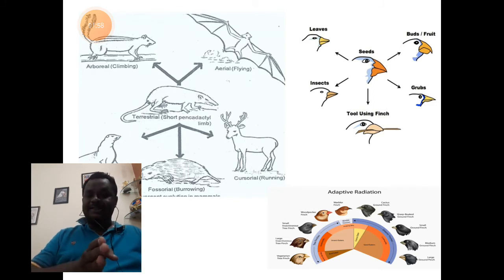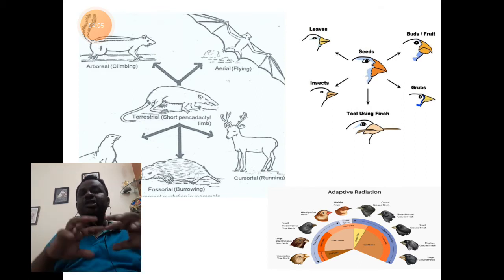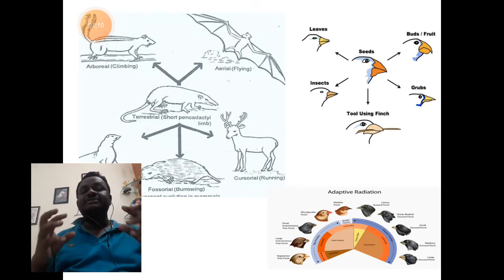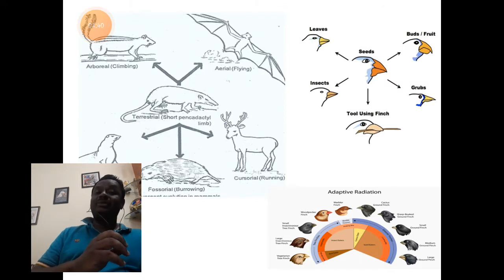So common ancestors, when they tend to enter into different environments in all possible directions, the organisms started to adapt and form new characters in them, leading to different species. When we look at the left diagram at the top in this slide, the common ancestor of mammals, when it encountered the air as a medium, started developing the wings. So it formed the aerial mode of life.